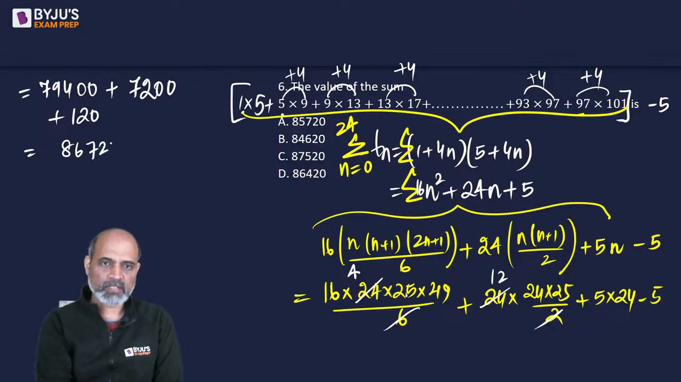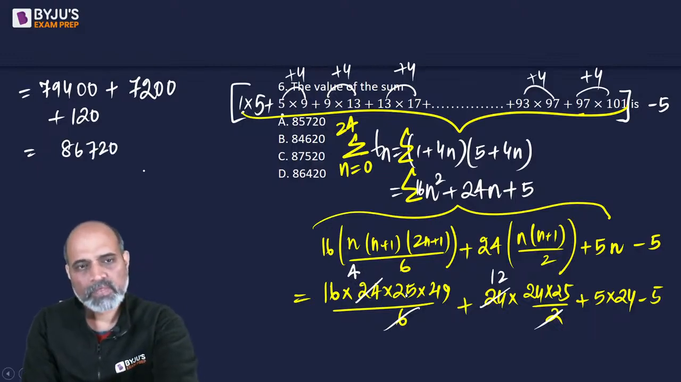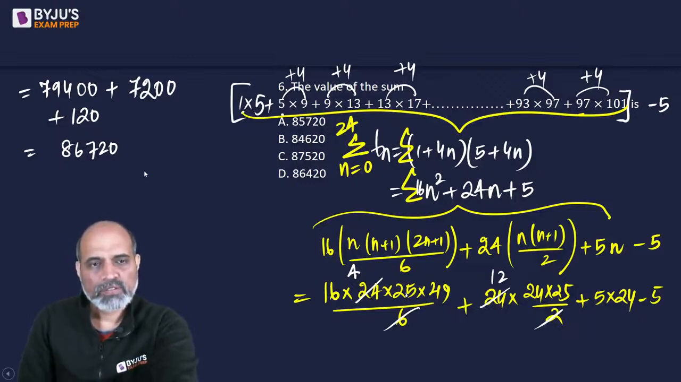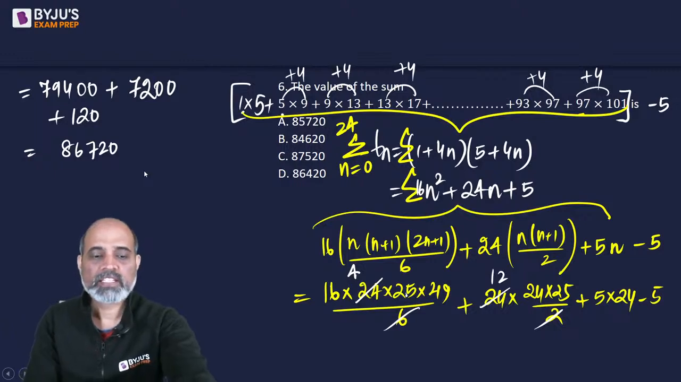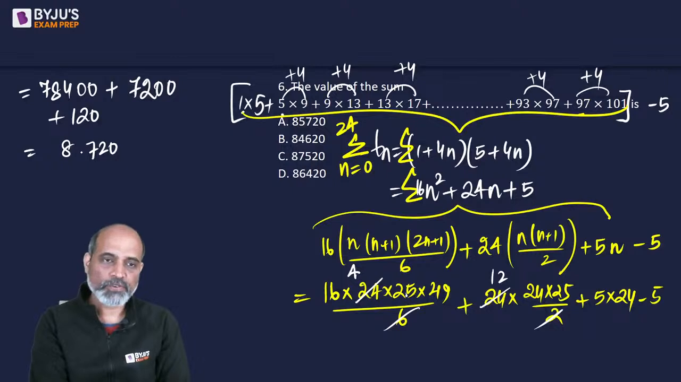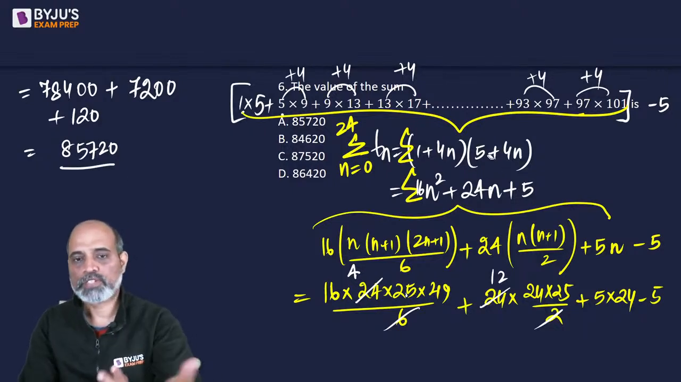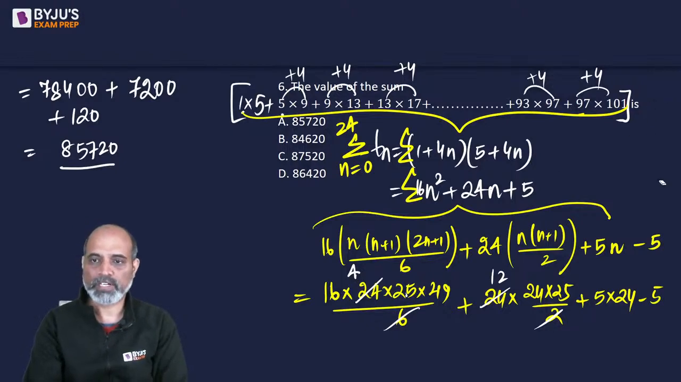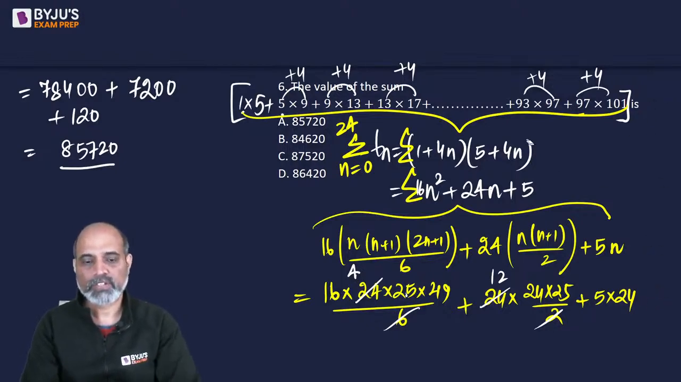720. Is it 86,720? Acha nahi, this is 784. 784, so this will become 85,720. So if we started with 0, we did not have to take this minus 5, right?